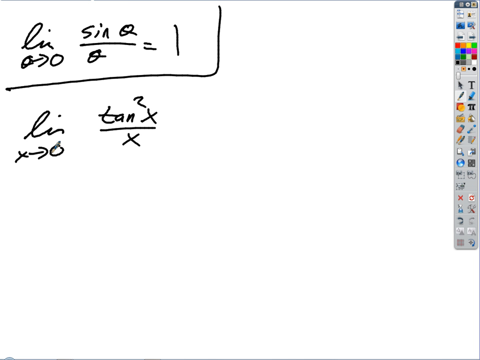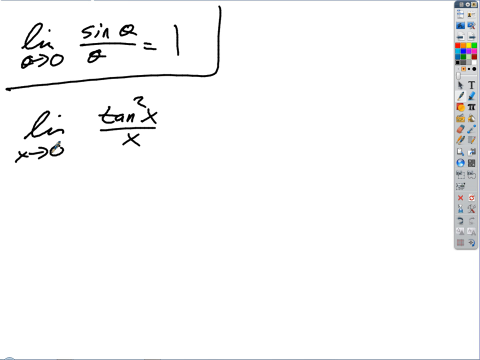I want to try direct evaluation, right? But if I plug in 0 for x, what's tangent of 0? 0, yeah. So I get 0 over 0, right? So that's indeterminate. Now, the more work associated with this one is using trig identities to rewrite this so that we can get this special limit popping out.